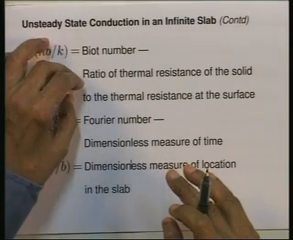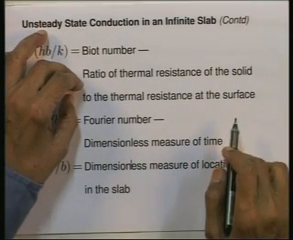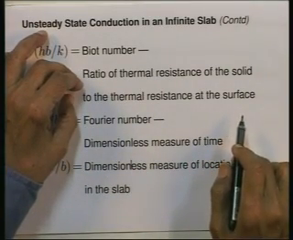Biot number tending to 0 is a situation of negligible internal temperature gradients. So, as Biot number increases, the thermal resistance inside the solid becomes important and we cannot neglect internal temperature gradients. That is what Biot number is. It is a ratio of 2 thermal resistances, the thermal resistance of the solid to the thermal resistance at the surface, the 1 upon h A at the surface.